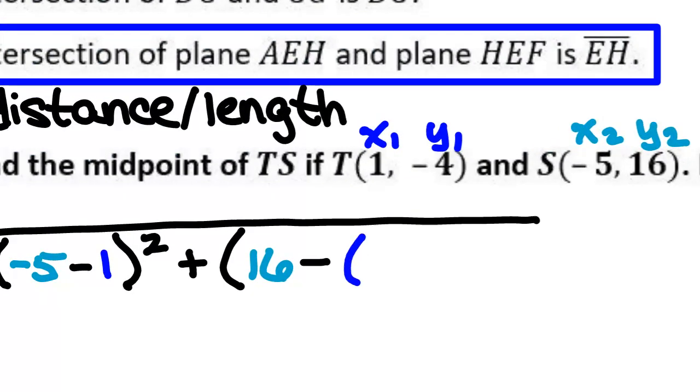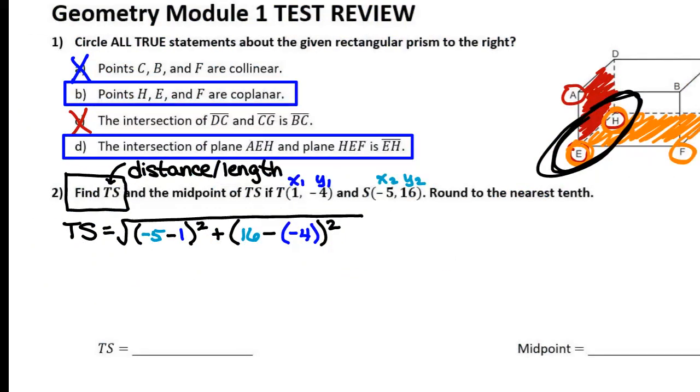Negative 4. Close the parentheses and square it. One of the things that I want to point out is I will give you the distance formula. You do not have to memorize it, but please, please, please make sure that you're putting the plus signs in the right places and the minus signs in the right places. It's really important because if you put a plus sign where you're supposed to have a minus sign, it's going to give you the wrong answer and you mess up your work from there on forward.